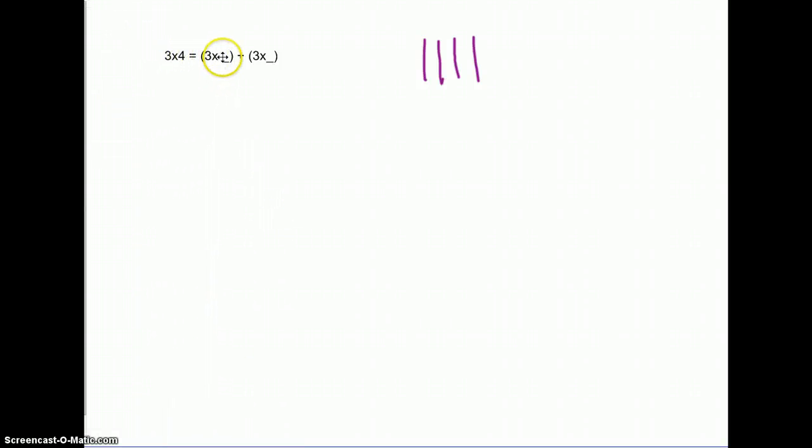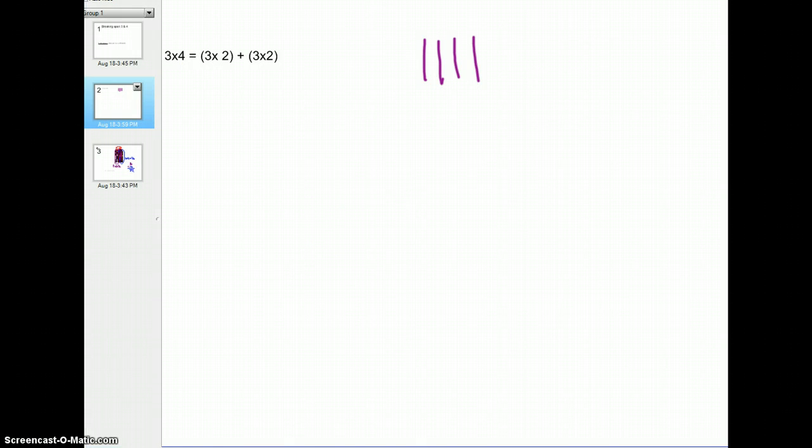3 times 4 is going to be the same as 3 times 2 and 3 times 2. So you might have some examples in your notebook like that. On your homework assignment today, you might have that example.